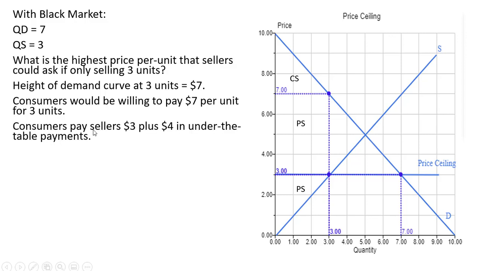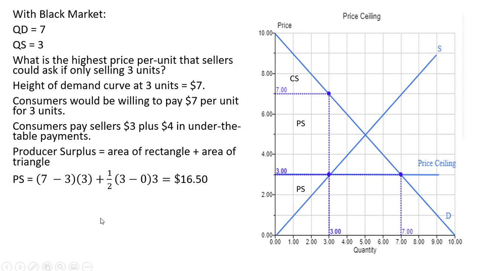Consumers would pay the advertised price, the legal price of $3 per unit, and then would slip sellers under the table in this black market here, $4 additional for the unit. So in total, consumers are going to be $7 out of pocket. Sellers are going to be collecting $7 then per unit. So producer surplus in this case is going to be the area of a rectangle and a triangle. So what once was consumer surplus now becomes producer surplus with the black market and these under-the-table payments or bribes. And doing the math here, producer surplus is $16.50.